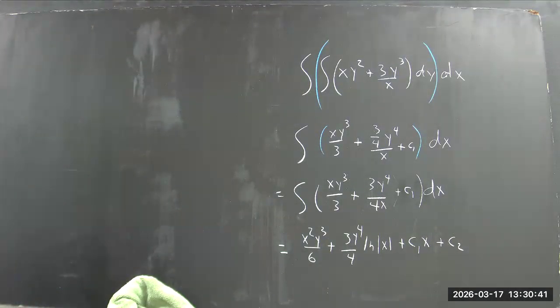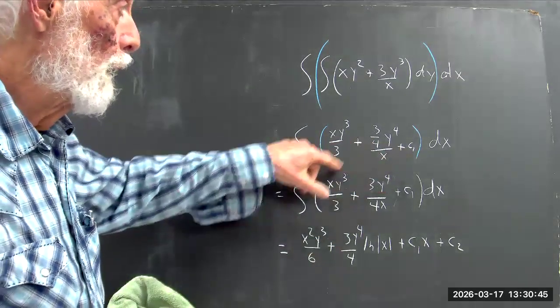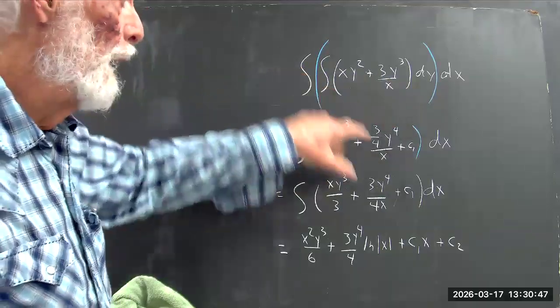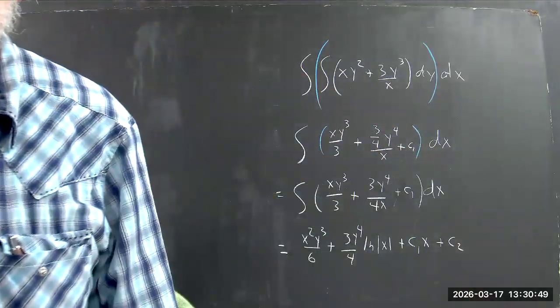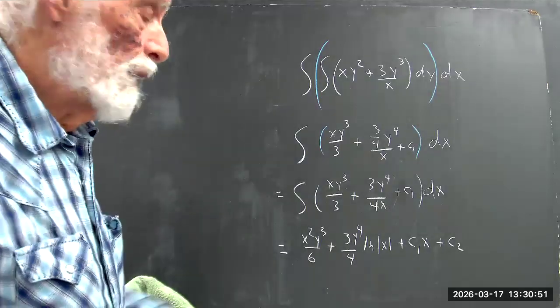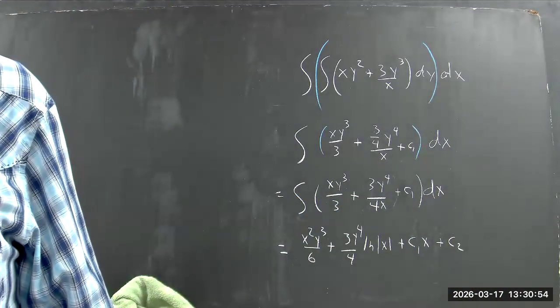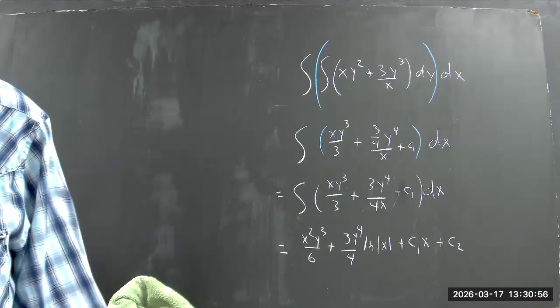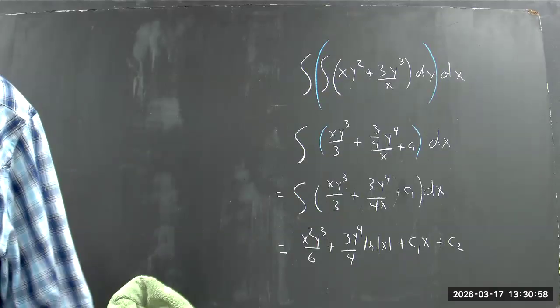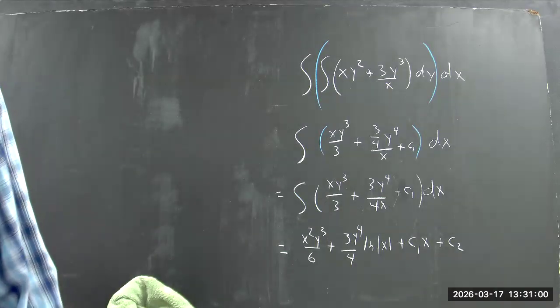That makes sense? The constant that I add on when I integrated with respect to y then has to be integrated with respect to x. Yeah, this is easy. As long as you don't have things like arctangents of exponentials and stuff. Okay?